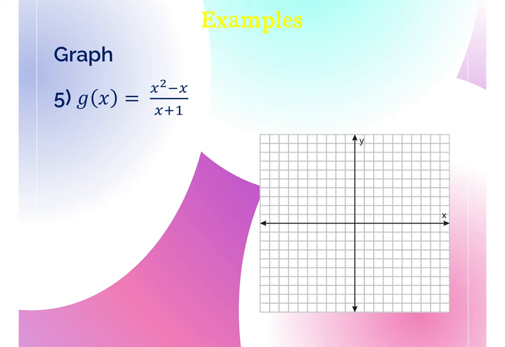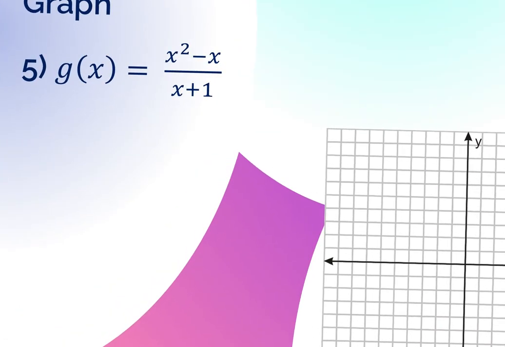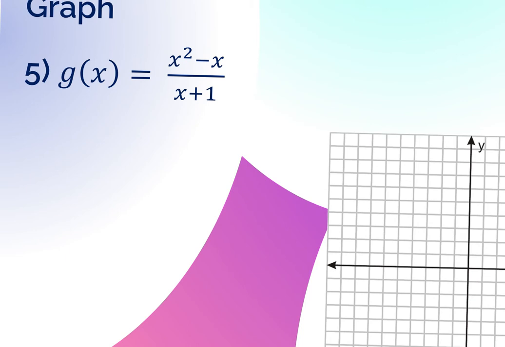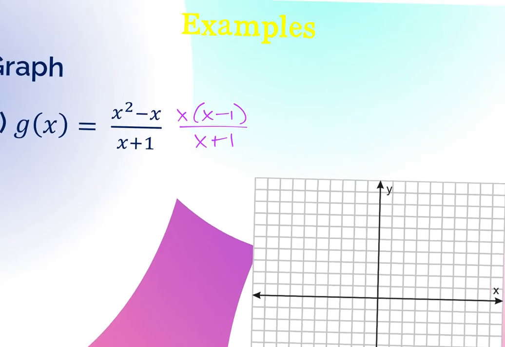What are you going to do first with 5? Factor out the x in the top. So I can take out an x, and I get x times x minus 1 over x plus 1. Can something cancel? No. So there's no hole, right? If it was both pluses or both minuses, then I would cancel. But right as it is, you can't cancel, so there's no hole. So if I'm starting my list, vertical, horizontal, slant, hole, there is none.